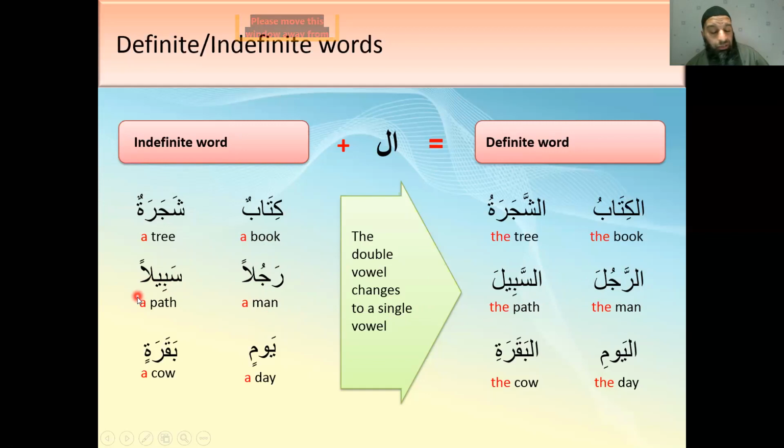Path is sabilan. You can say sabilun, sabilan, sabilin. Whatever the ending is, it doesn't change the meaning. Sabilun means a path. Sabilan means a path. And sabilin also means a path. It's just a different case. Something else is going on in the sentence, but the literal meaning of the word is still the same. Remember, masjidun means a masjid. Masjidan means a masjid. And masjidin also means a masjid. Changing the case does not change the meaning of the word.